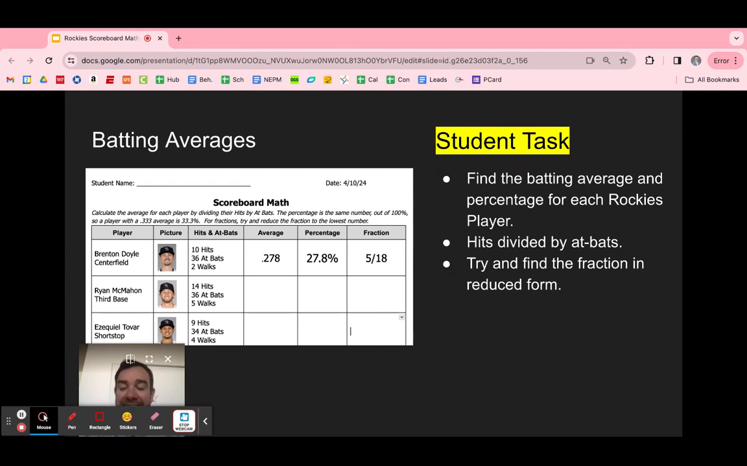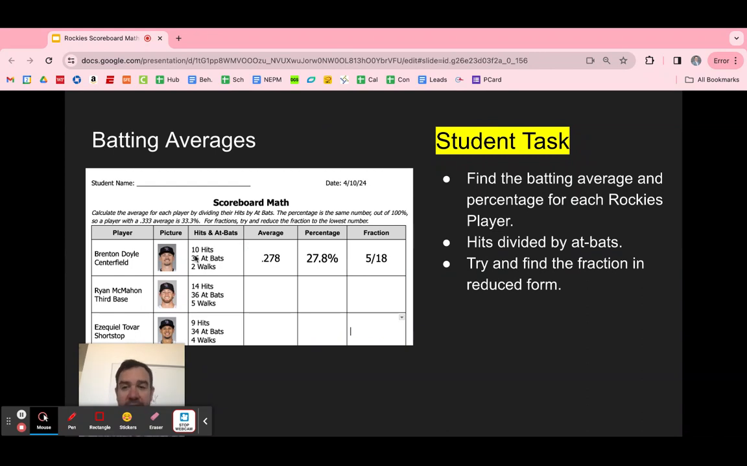He had 10 hits. So if we were to find the batting average of a player like Brenton Doyle, we would do 10 divided by 36, and that tells you that he gets a hit 27.8% of the time, or 0.278. Batting averages are usually given with 3 digits.